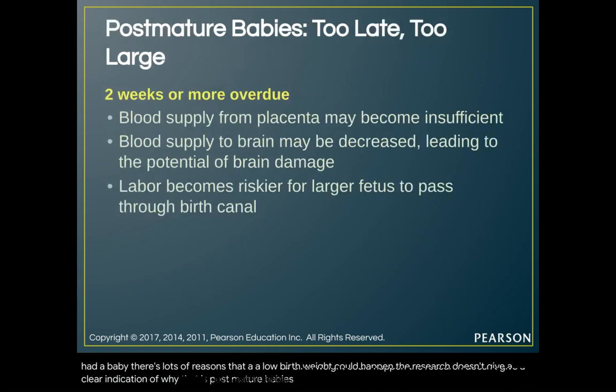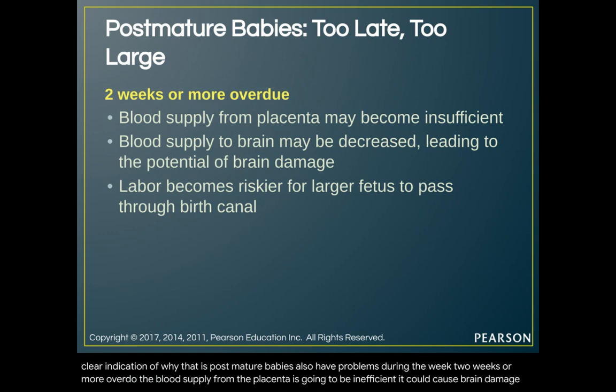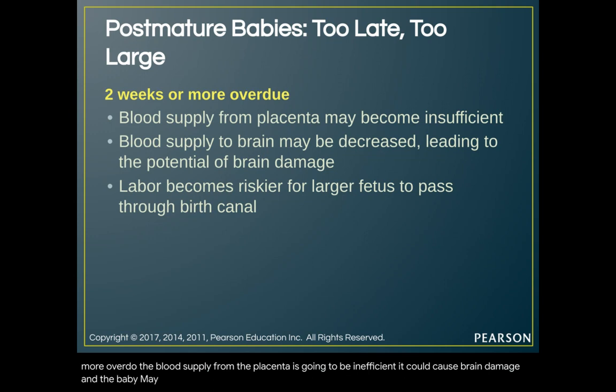Post-mature babies also have problems. 2 weeks or more overdue. The blood supply from the placenta is going to be inefficient. It could cause brain damage, and the baby may become so big that it cannot pass through the birth canal in a regular way, which is a whole different set of risk factors.